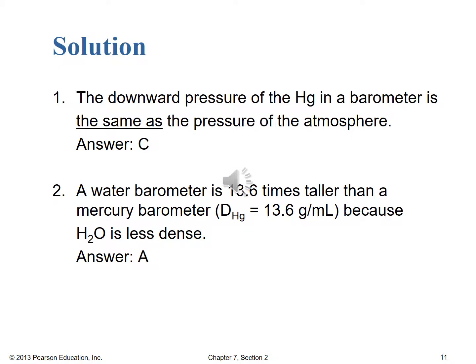All right, so for number one, it's the same as the pressure of the atmosphere. That's why we can use that mercury barometer, because the downward pressure of the mercury in the barometer is equal to the pressure of the atmosphere, and we can read that value off very nicely. And in the second example, the reason why those water-based barometers are quite tall, so again, a couple stories as opposed to a foot or two tall mercury barometer, is due to water being a lot less dense than mercury. Mercury is 13.6 times more dense than water.